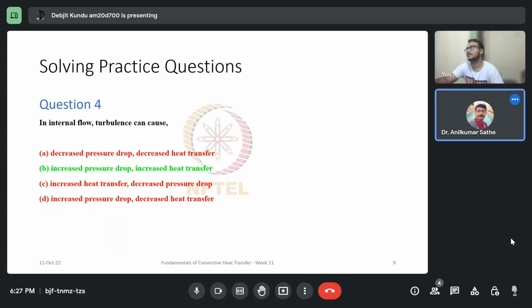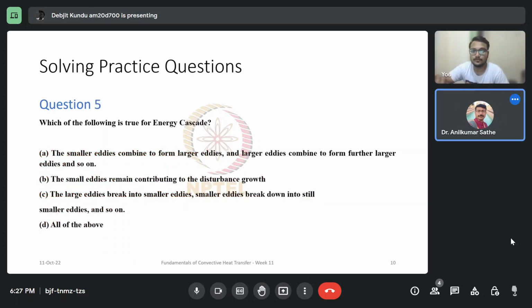Okay. So moving on, we will move on to question number 5 of today's session. Question number 5 says, which of the following is true for energy cascades? Option A, the smaller eddies combine to form larger eddies and larger eddies combine to form further larger eddies and so on. Option B, the small eddies remain contributing to the disturbance growth. Option C, the large eddies break into smaller eddies, which break down into still smaller eddies and so on. Or option D, all of the above?